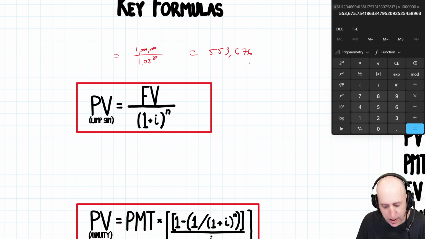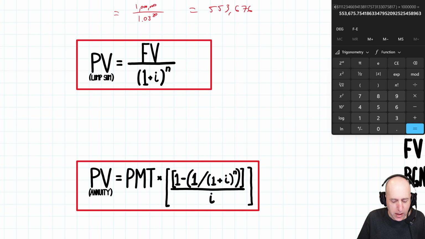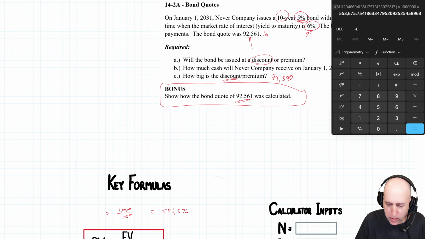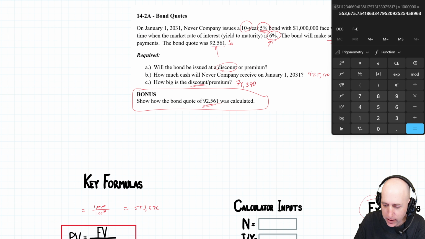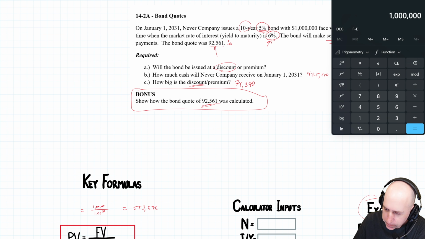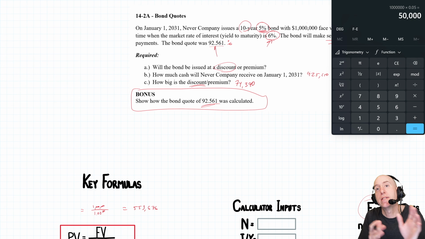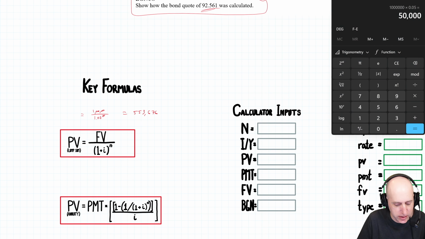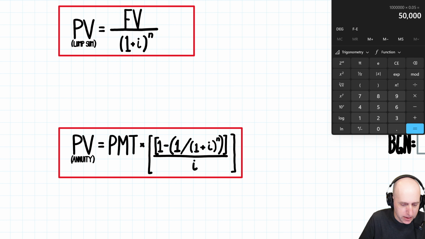Again, compounded semi-annually. What about the payments? Well, we've promised to pay 5%. So $1 million times 0.05 is 50 grand a year, but remember we're doing 6-month payments, so it's 25 grand every 6 months. So that's our payment amount.